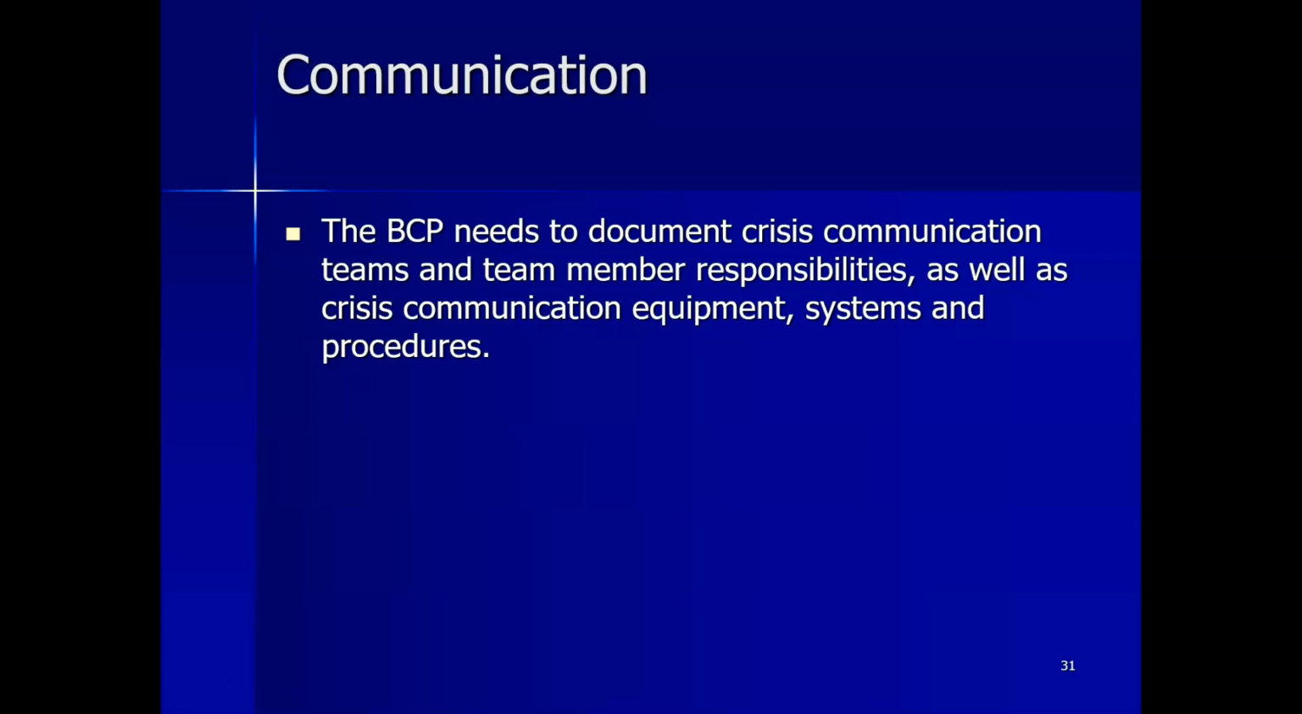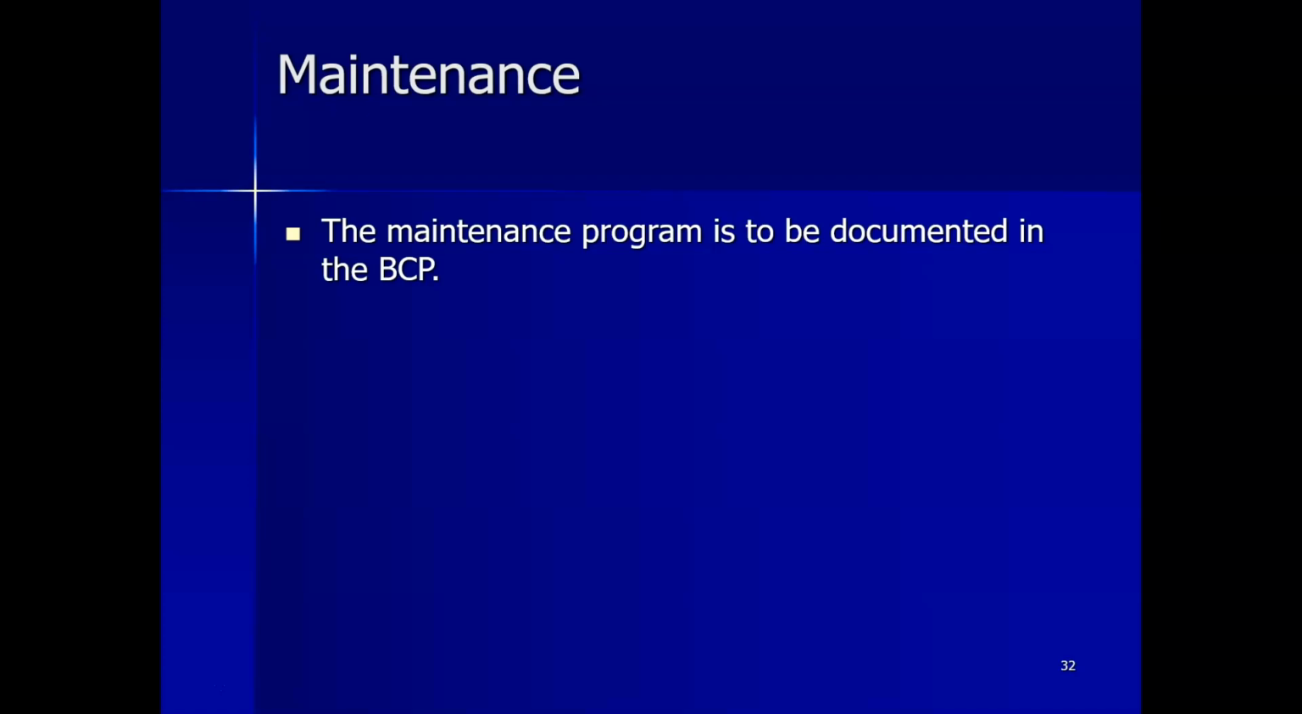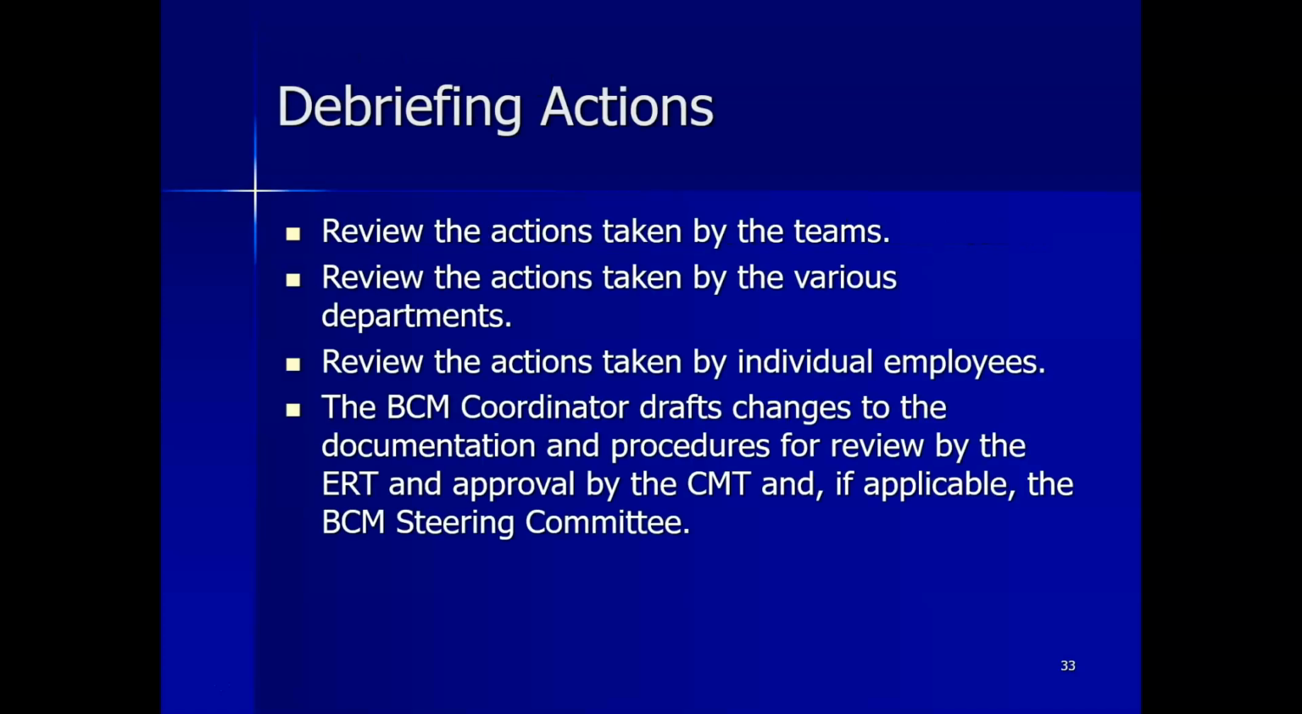And the business continuity plan needs to document crisis communication teams and team members' responsibilities, as well as crisis communications equipment, systems, and procedures. The maintenance program is to be documented in the business continuity plan. Ongoing maintenance requirements of awareness and training, testing and exercising, and maintaining and updating are all considerations. And in addition to these ongoing maintenance requirements, the following debriefing actions should occur after every major crisis event.